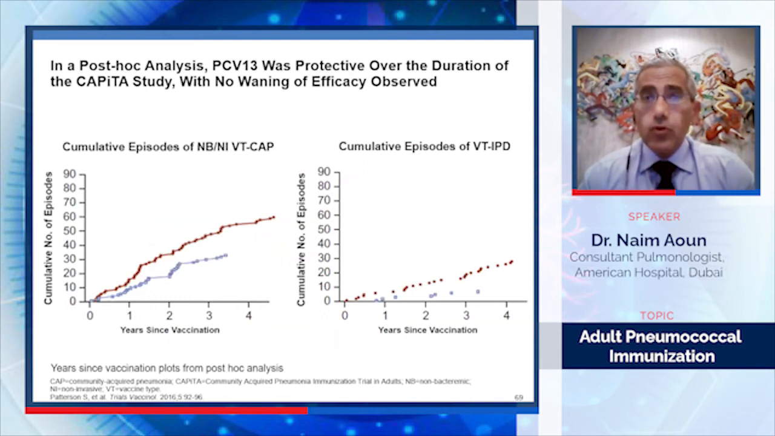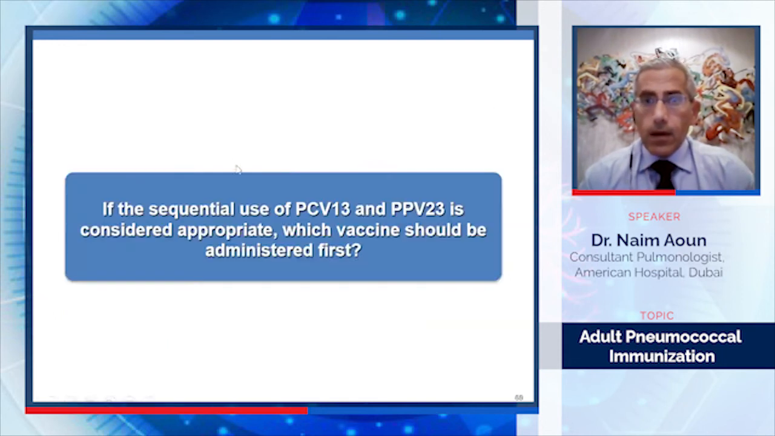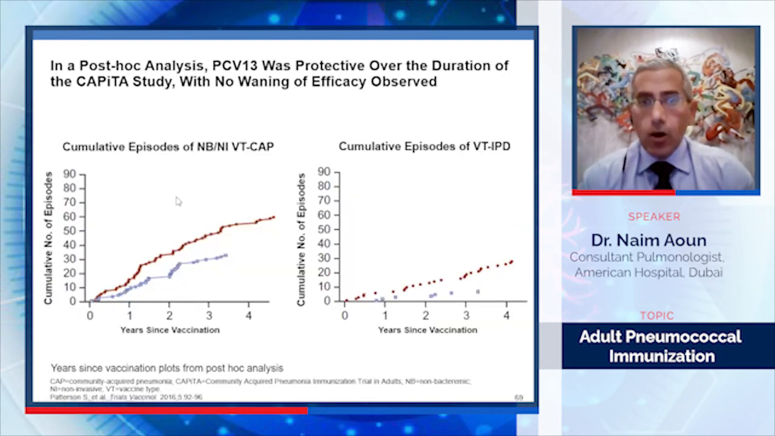Again, there was no waning efficacy observed. Here we are looking at cumulative numbers and episodes of non-bacterial, non-invasive vaccine-type community-acquired pneumonia. Again, going to 3.5 years, 4 years, we're still seeing the cumulative number of infections go up in patients on placebo, while patients who were protected are still being protected to the same degree. Here we're talking about cumulative episodes of invasive pneumococcal disease. Also, they noted that the protection lasted for the whole 4 years of follow-up on those patients.